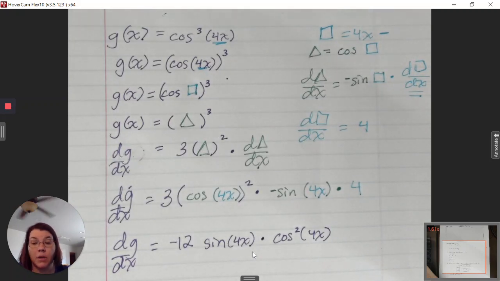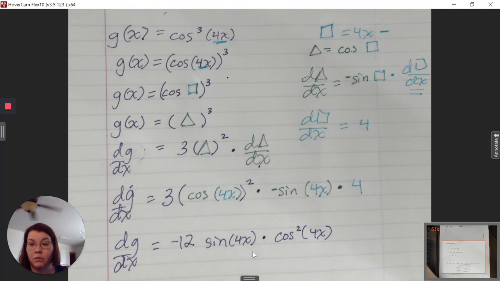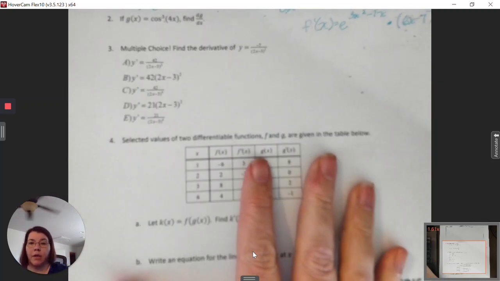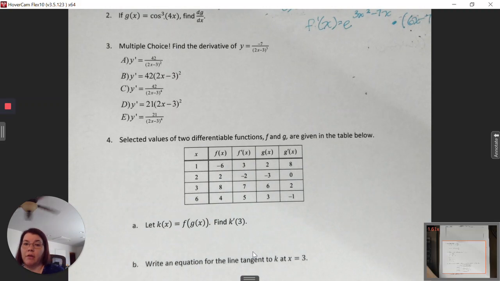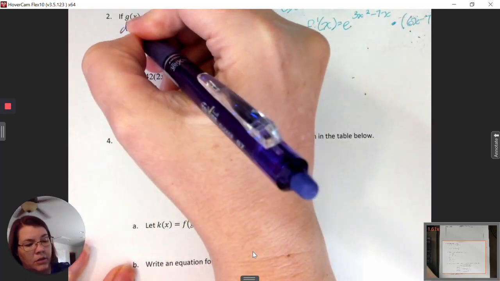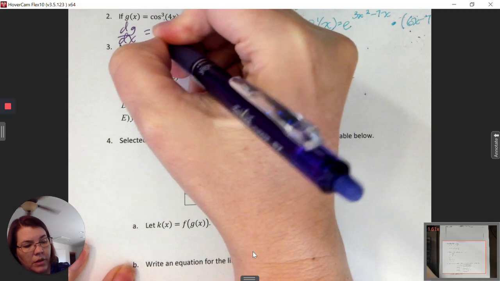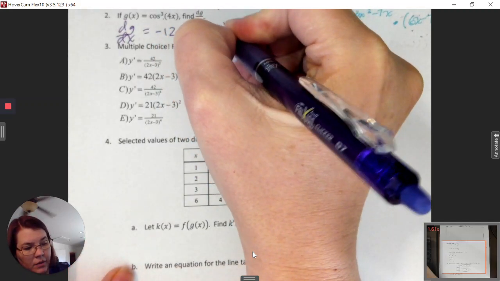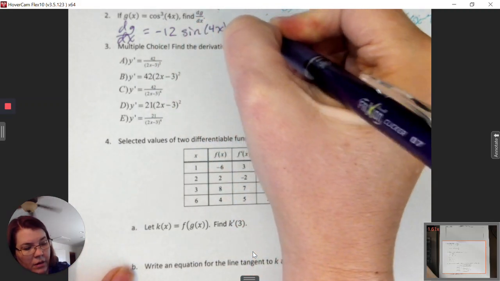There you go. So it is a little tough, so don't feel bad or frustrated or upset that you're getting things wrong. It's all good. We'll move forward. So let's take a look at number 3. Find the derivative of. So again, the first thing we want to do is identify pieces, figure out what things are, see what's going on, decide. And I'm going to go ahead and write my answer for number 2 on here. dg dx is equal to negative 12 sine of 4x times cosine squared of 4x.